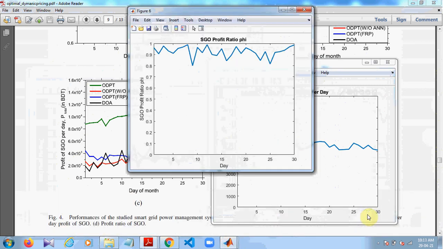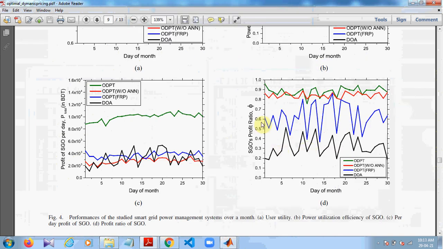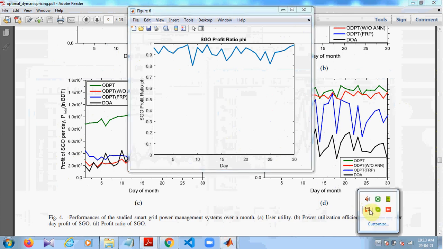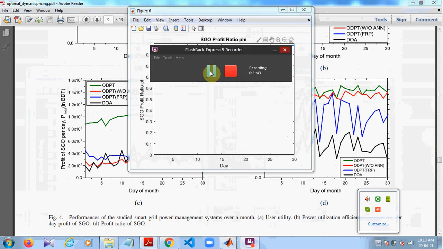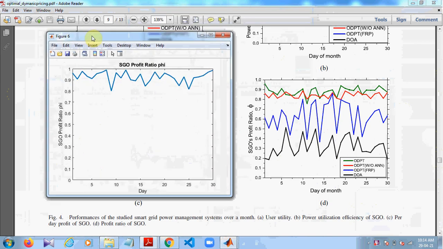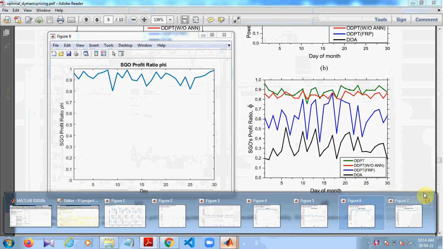Then next is Edgeo profit ratio, that is PHI. This is the Edgeo profit ratio PHI graph, which is ranging from 0 to 1. This graph is representing the Edgeo profit ratio (PHI) versus number of days. This is also proven. Then we'll go to the next graph.